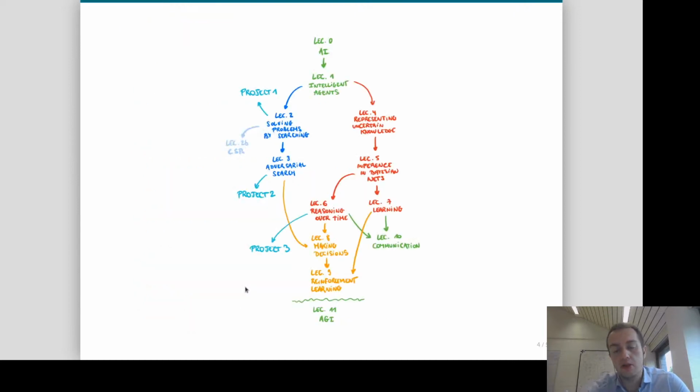So schematically, you should picture the way the lectures are organized in this way. In today's lectures, we'll talk about AI and intelligent agents, and you should consider these lectures as easy. And then we'll have basically two paths in this content. We'll start with the left part of this diagram, in which we'll present and cover search algorithms. So we'll talk about solving problems by searching, and then adversarial search.